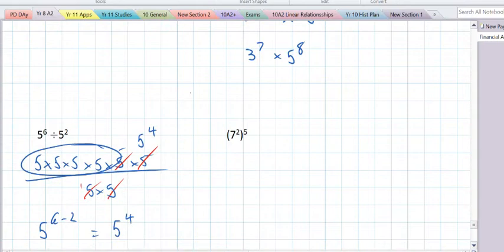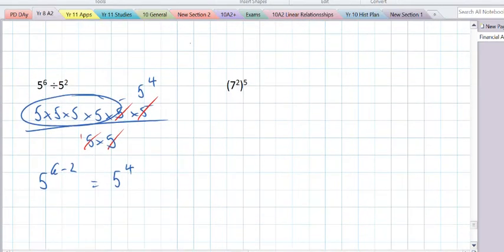Next one. Alright, 7 to the power of 2, all to the power of 5. How do you simplify it without actually giving us a number answer? Well done, you times them. 7 to the 2 times 5. 7 to the 10.